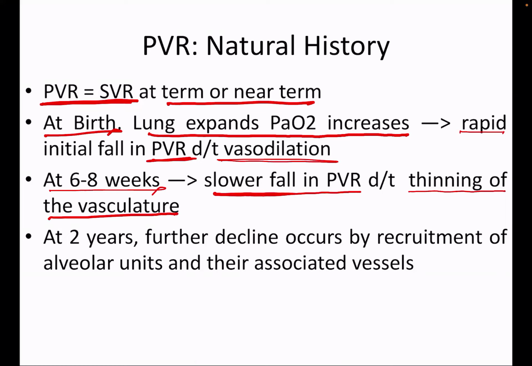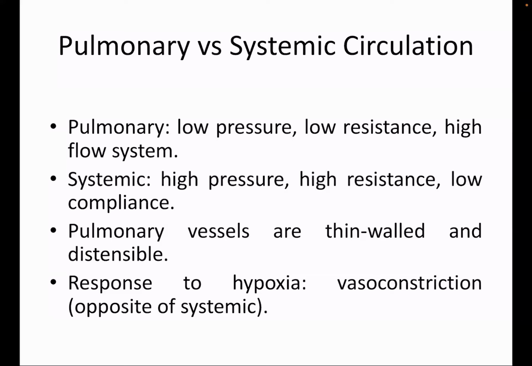Then further the PVR goes down, and at around 2 years there is a further decline, which occurs due to recruitment of further alveolar units and their associated vessels. So this is the natural history of how PVR develops into the adult level.